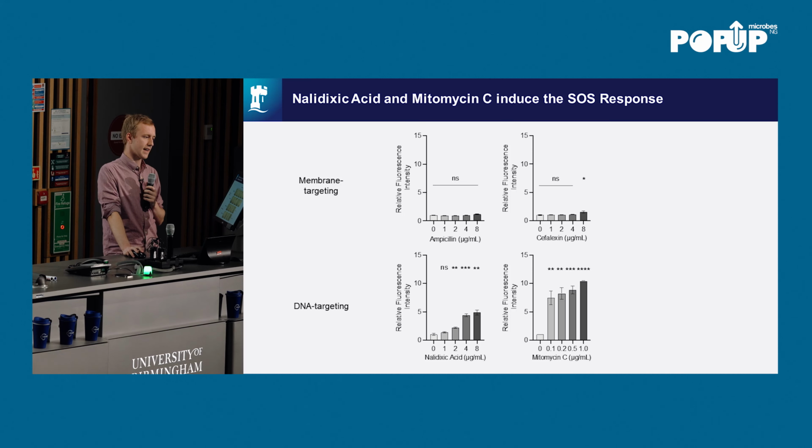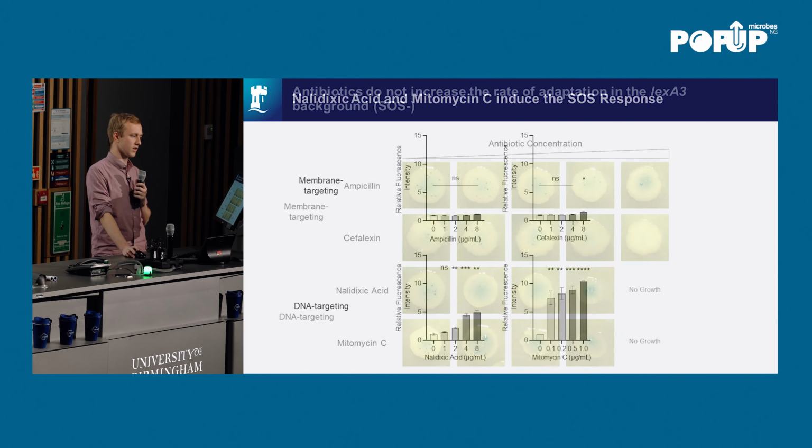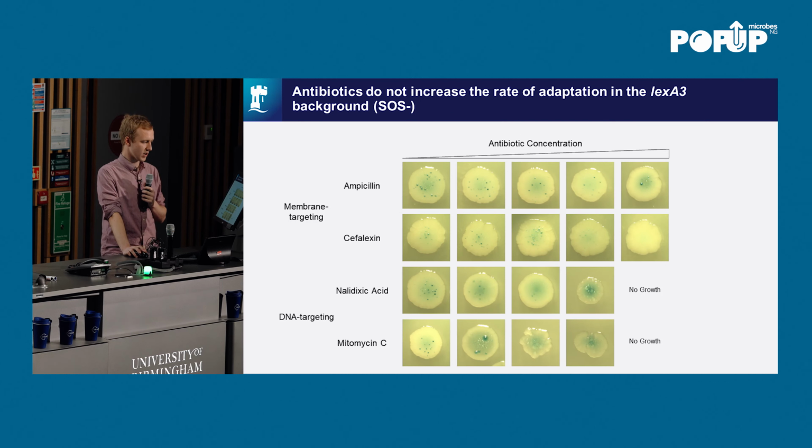So if you remember from earlier, the LexA3 allele prevents induction of the SOS response. So I wanted to look at the effect that the antibiotics have in our reporter strain when this allele is present. So the ampicillin and cephalexin, these don't really appear to have any effect on the rate of CRISPR adaptation. There's a slight decrease at high concentrations. However, the DNA targeting antibiotics have an immediate effect and the rate of CRISPR adaptation goes down, which is similar to the slide we saw previously that suggests that these two antibiotics increase the rate of adaptation because they induce the SOS response.